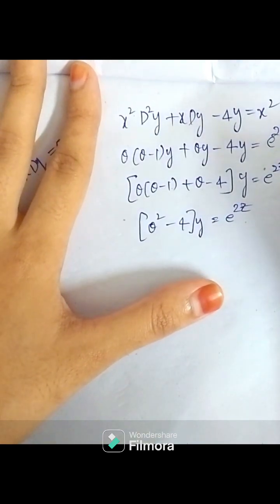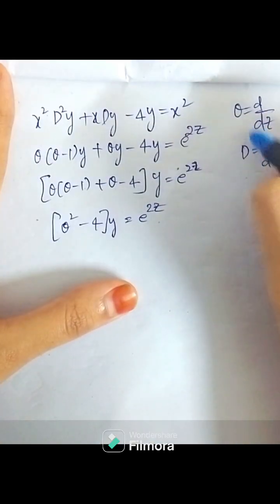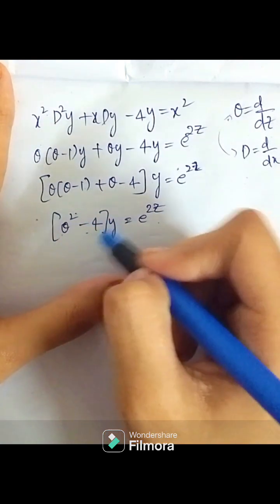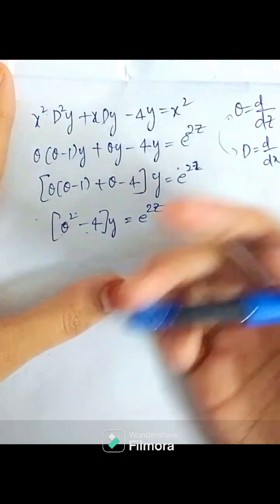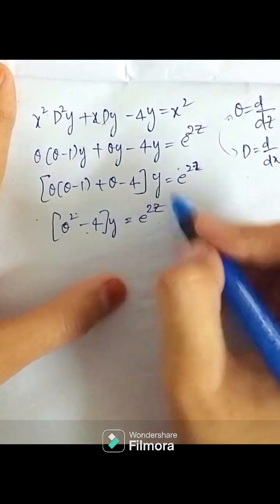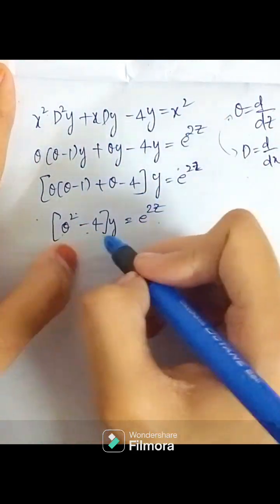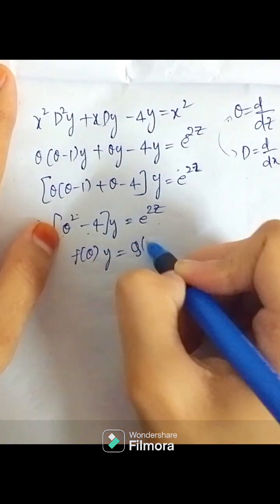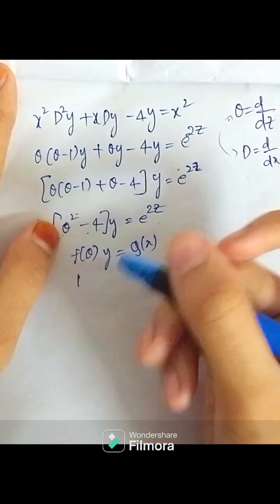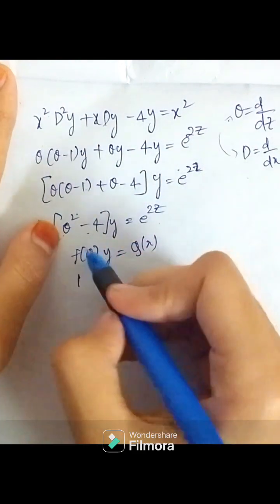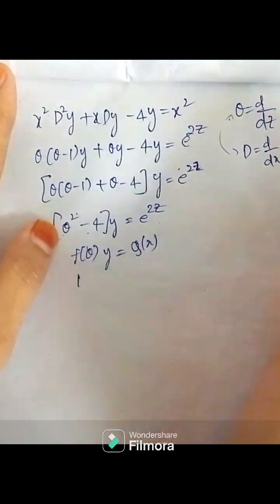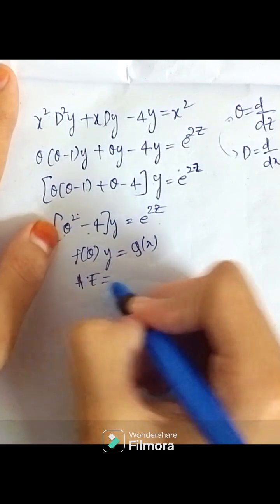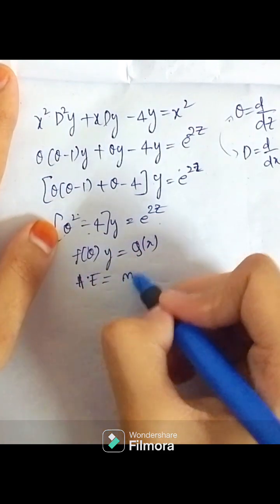Okay, so D is d by dx, right? See theta also in the same way as D. If D square minus 4 is there, how did we used to solve? The same way, using those 6 methods only we solve. So this falls under case 1, right? So this is my f of theta into y equals q of x. So what is my particular integral? Yp, yc, all that. Instead of D, theta is there. That's the only difference. Okay, first we'll write the auxiliary equation, which is m square minus 4 is equal to 0.